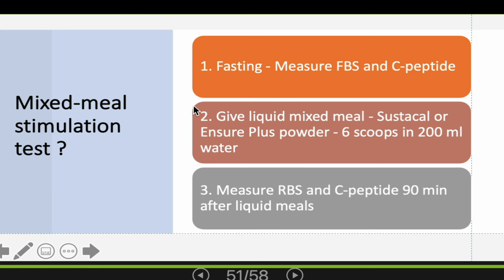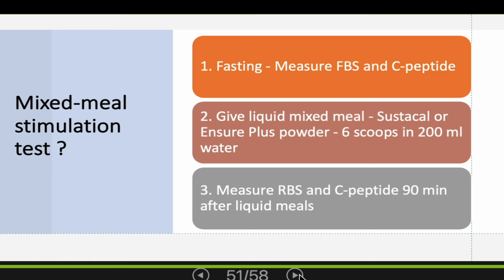Then you have mixed meal stimulation test. This is something we perform in our own laboratory in our own hospital. It's very easy to do. You measure the fasting blood glucose with the C-peptide. Then you give a liquid meal, which is either Sustacal or Ensure Plus powder, 6 scoops in 200 ml of water, and the patient is asked to drink this. And after 90 minutes, you again check the glucose value along with the C-peptide value.